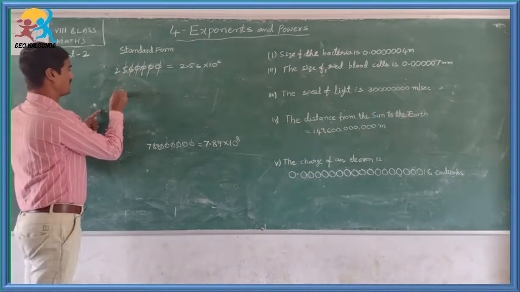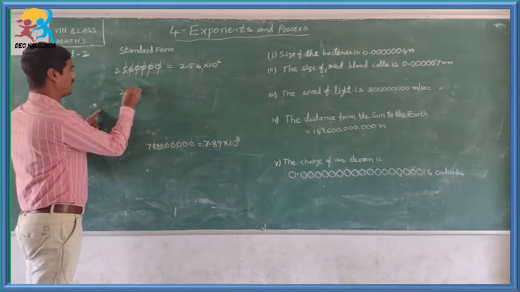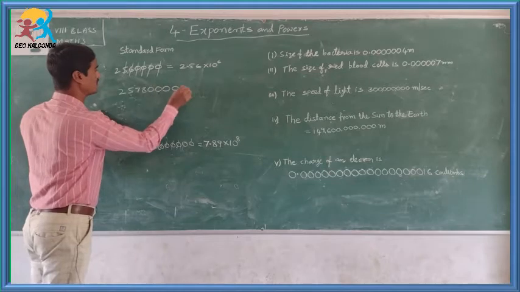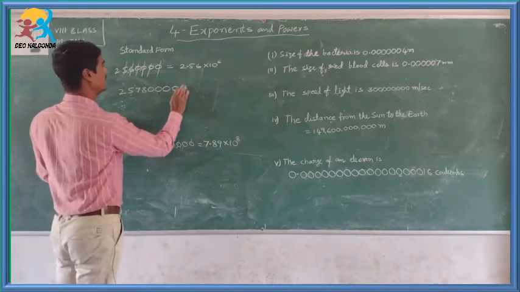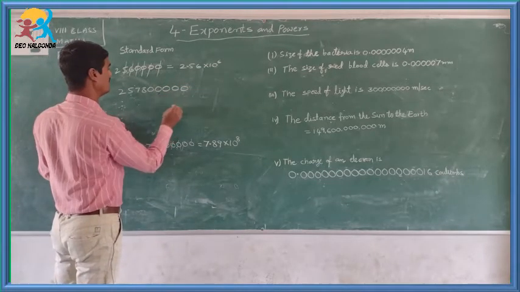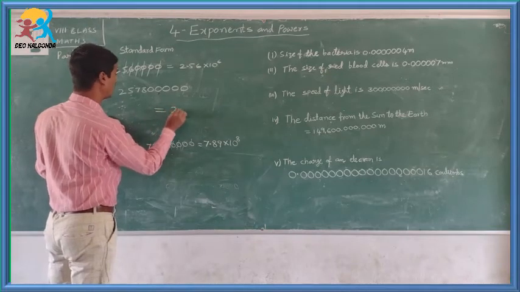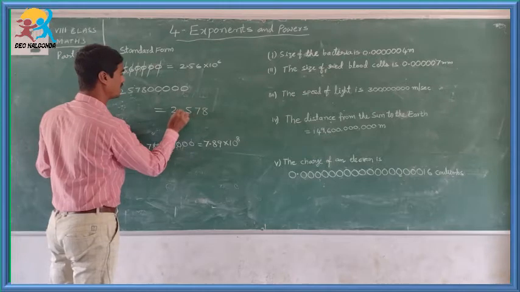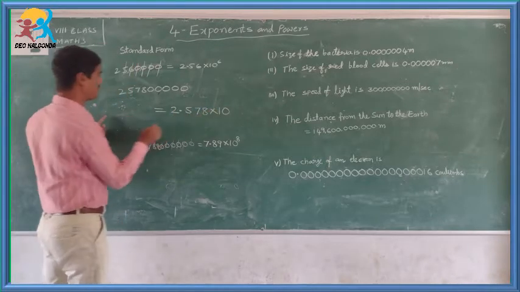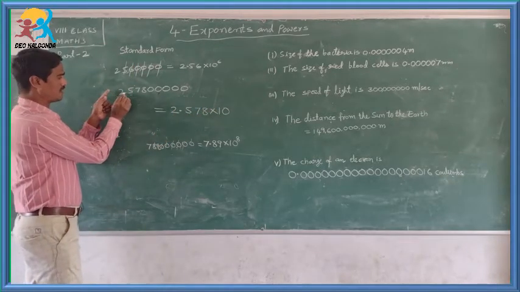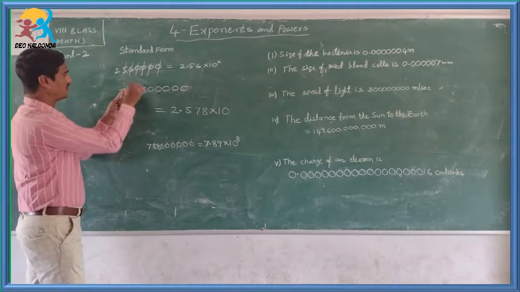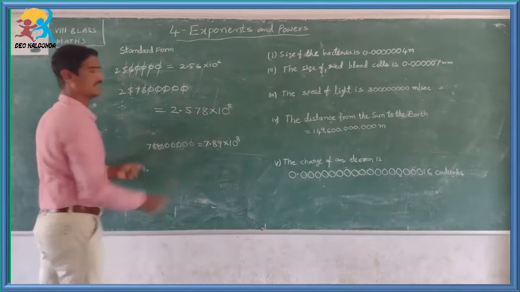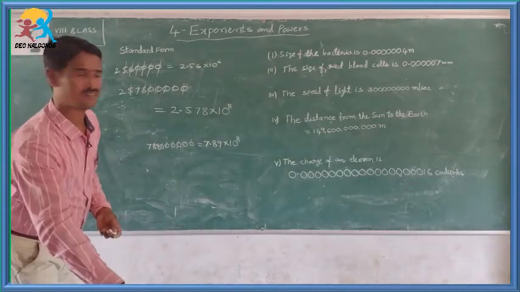Suppose 5, 7, 8, 0, 0, 0, 0, 0. Suppose I take here 0, 0, 0. How can we write here? 2.578 into 10 to the power of, 1 digit after. So 1, 2, 3, 4, 5, 6, 7, 8. 8 children. Yes or no?